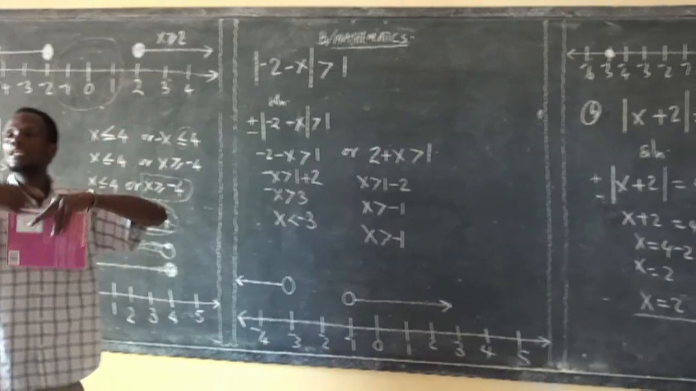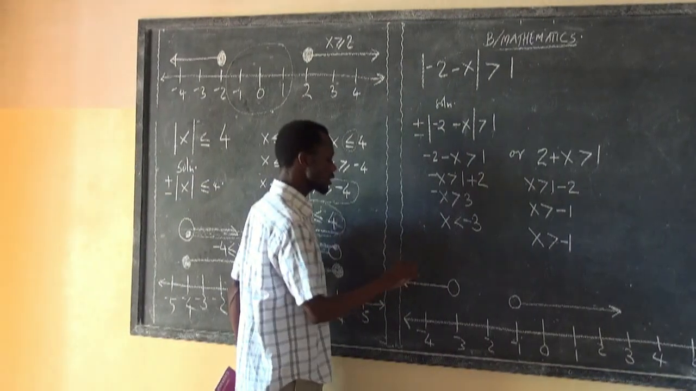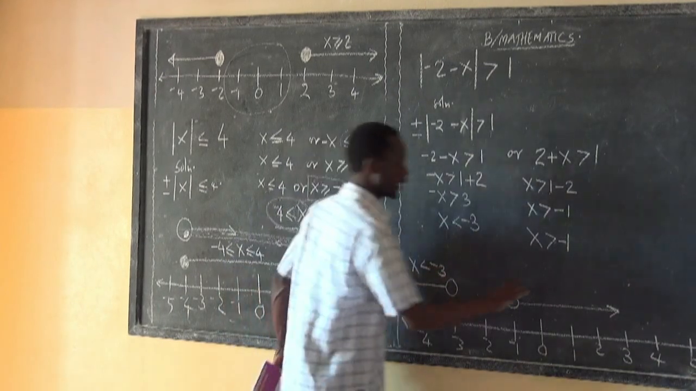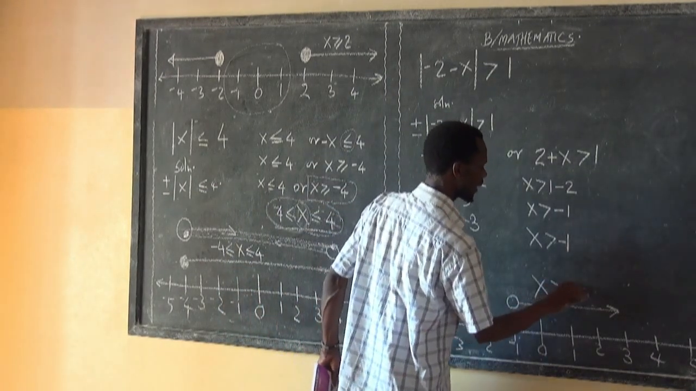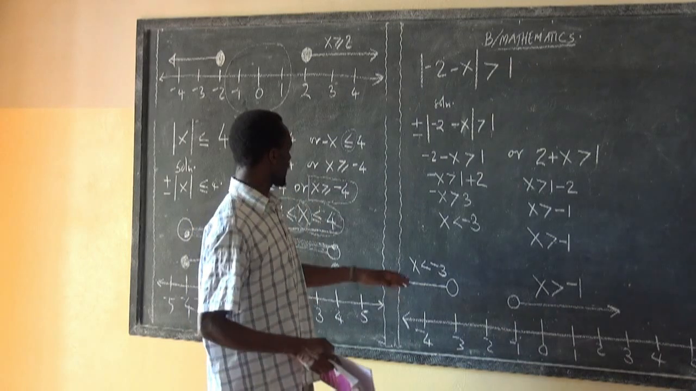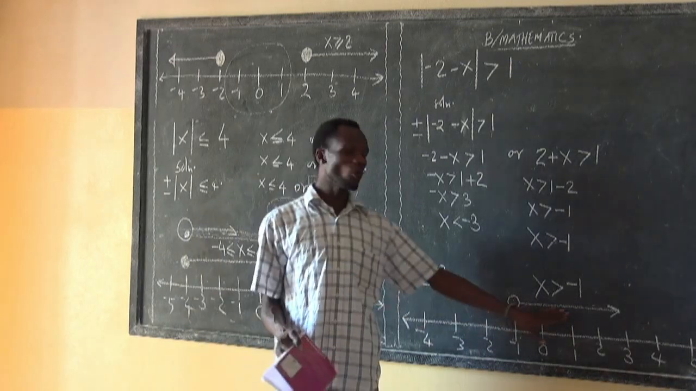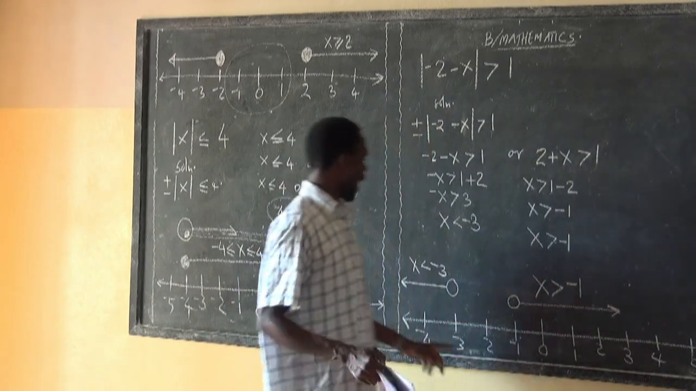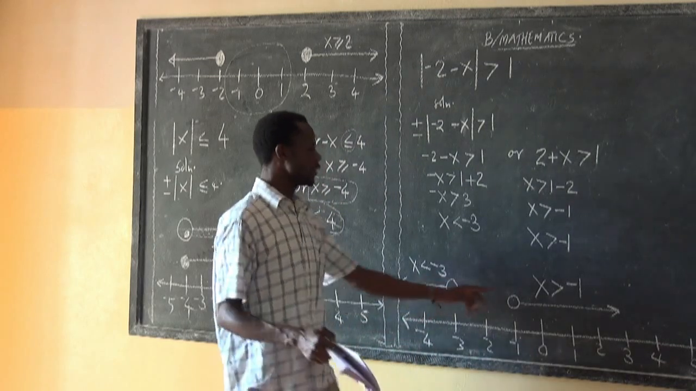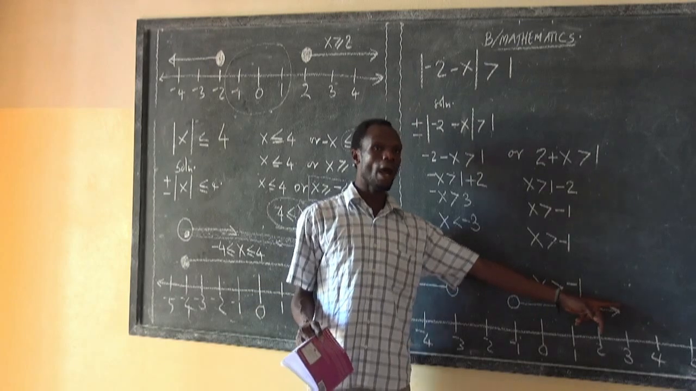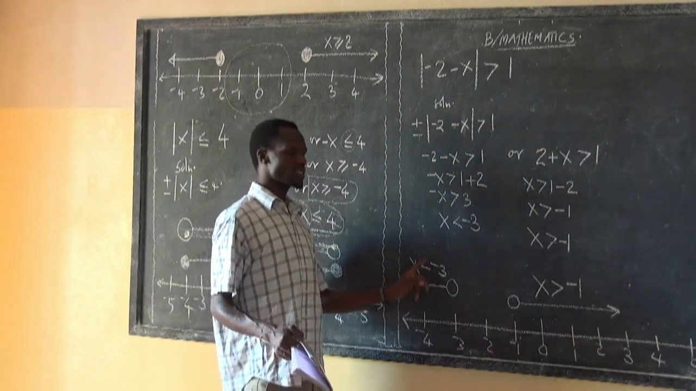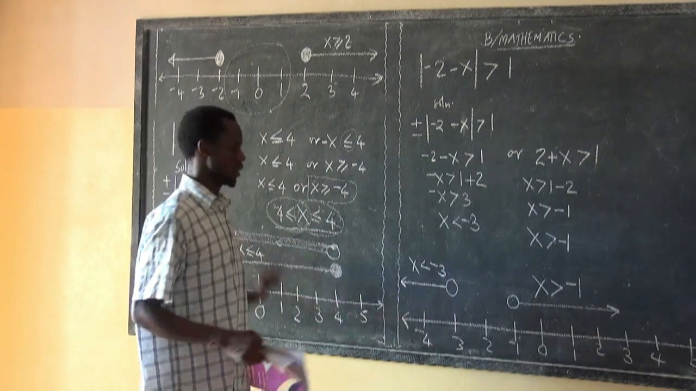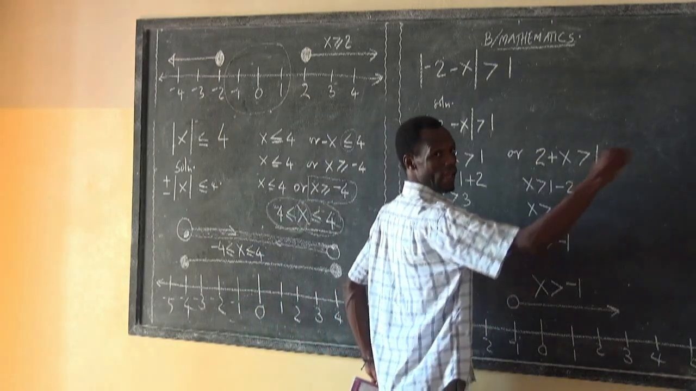Kwa sababu hazimit. Kwa hii inaenda huku, this is x is less than negative 3. And this is x greater than negative 1. Now you see the difference of this one. Now if you look at here, x is less than negative 1 and x is greater than negative 1. And here, x is less than negative 3. Less than to the left. Greater than to the right.